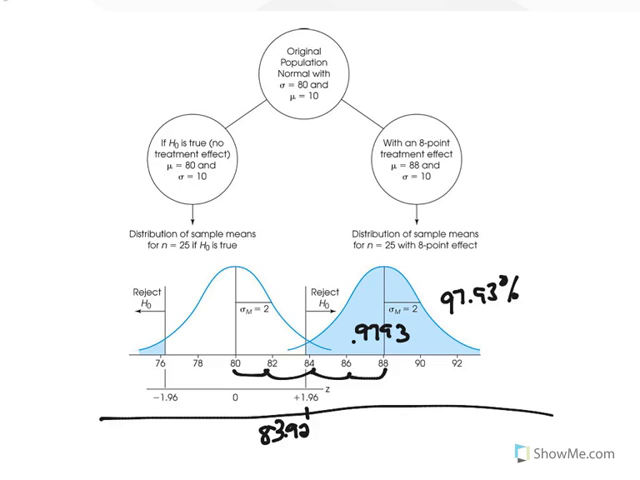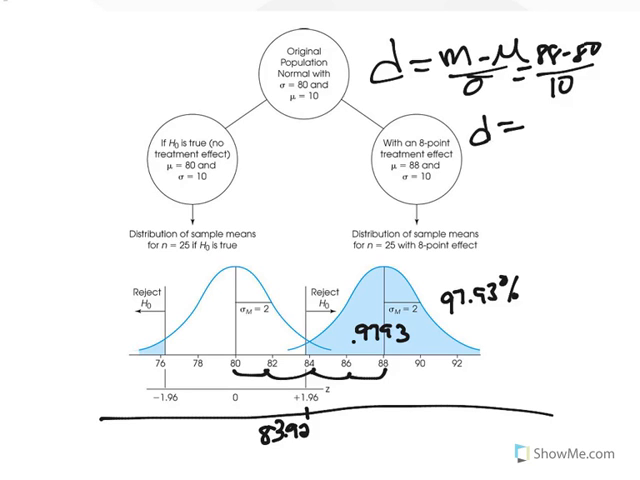Now another thing I want to point out is what we started discussing at the beginning of this lecture, which was Cohen's d. So Cohen's d is M minus mu divided by standard deviation. So instead of standard error, we express it in standard deviation. And so this would equal 88 minus 80 divided by 10. So our Cohen's d would equal 8 divided by 10. Cohen's d would equal 0.8. And so now, instead of expressing the difference between the treated and untreated population means in standard error units, we're expressing it in standard deviation units.